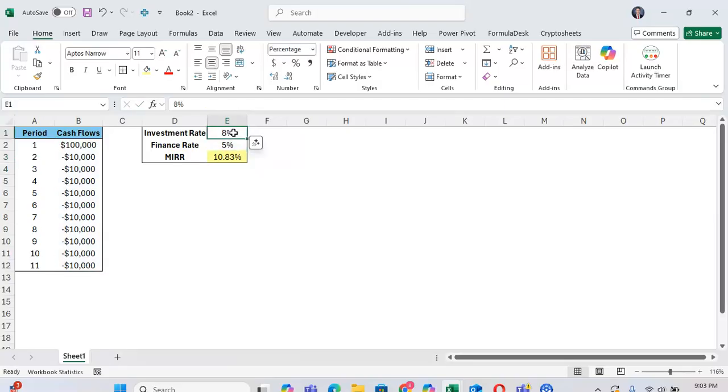And because our investment rate is higher than our financing rate and a positive cash flows first, the MIRR is positive 10.83%.